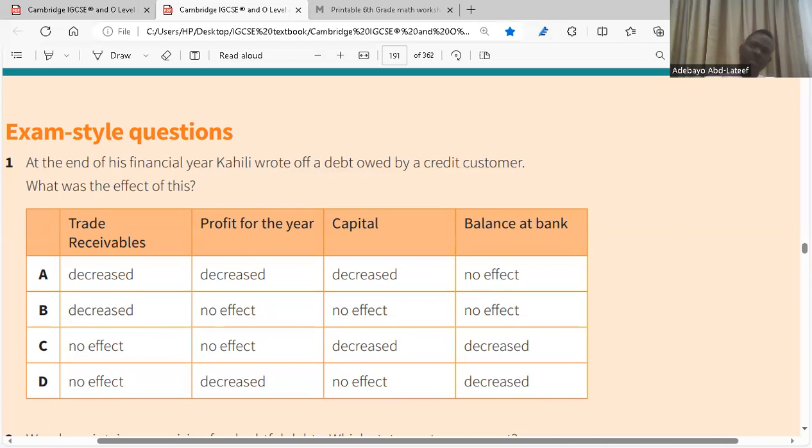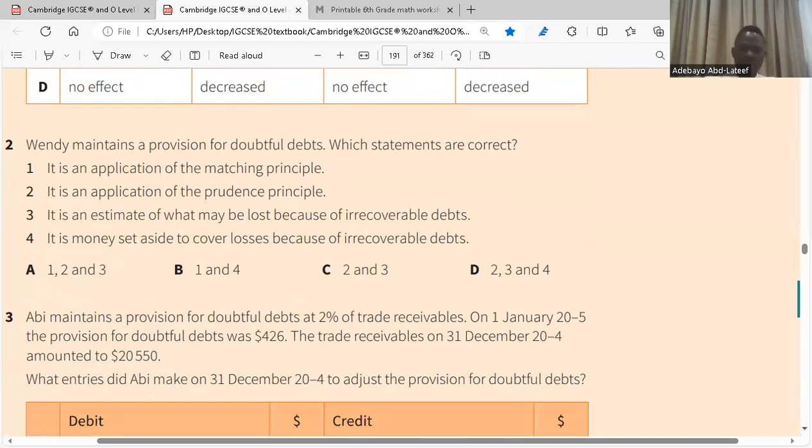Wait, the capital. What happens to your capital? Owner's capital, owner's equity. Because the profit has reduced, your capital will be reduced. It is A. But your balance at bank will not be affected. Question 2.